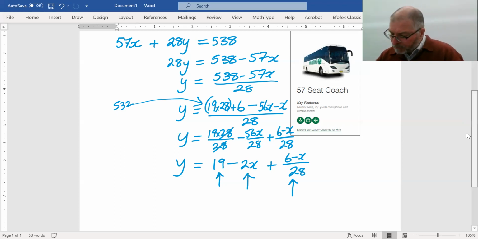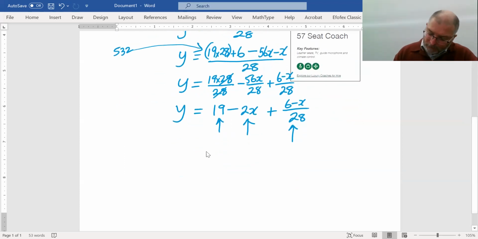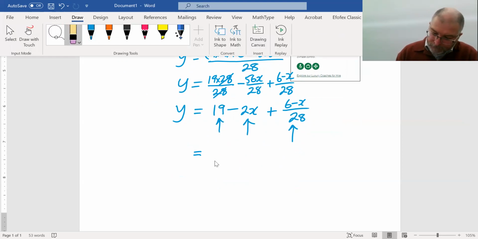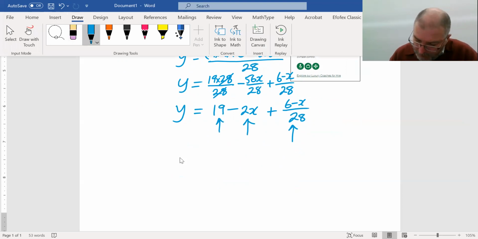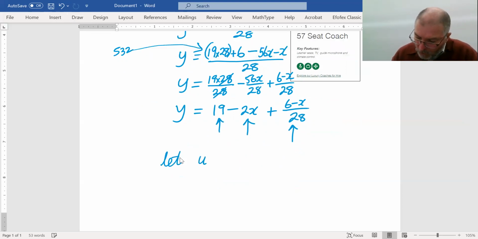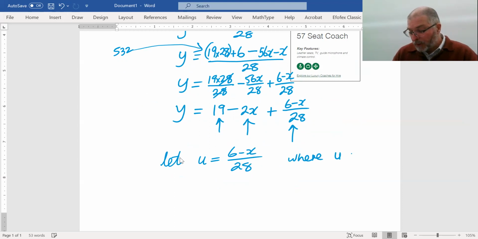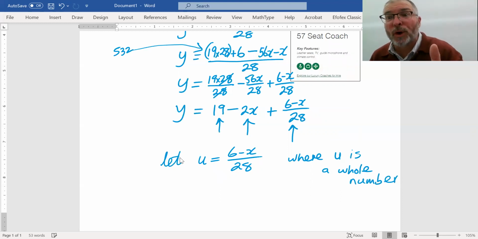So what I'm going to do, scroll down here, and I'm going to say, let u equal (6 minus x) on 28, where of course u is a whole number. It must be, if the situation's going to work out.